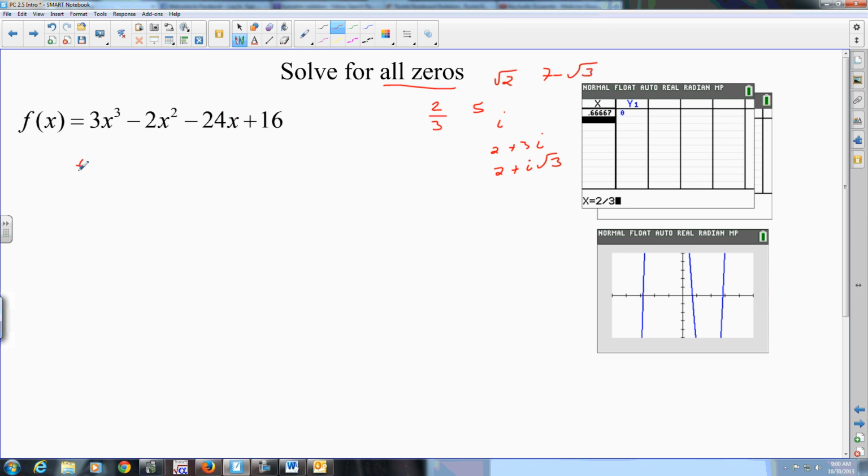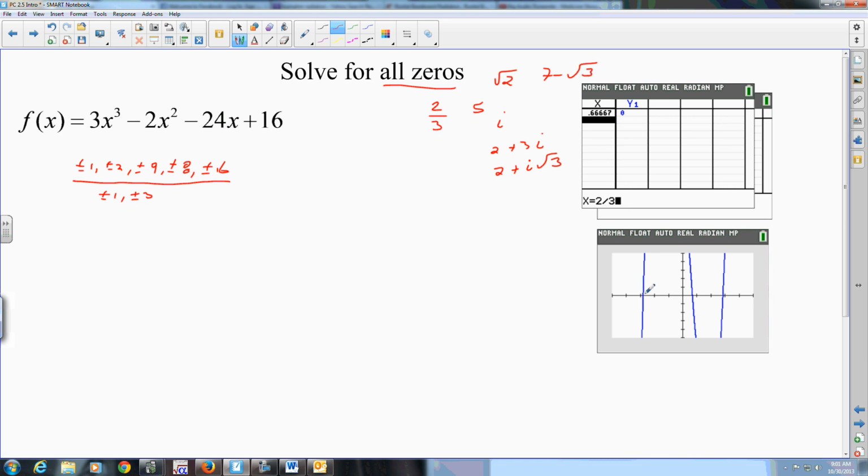All the factors of 16, all over plus and minus 1 and 3. Then you graph it to look at the graph and see which ones of these could possibly work.